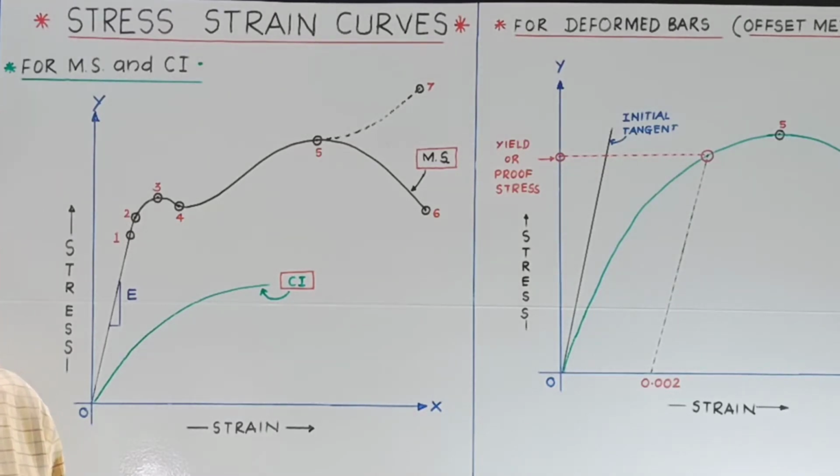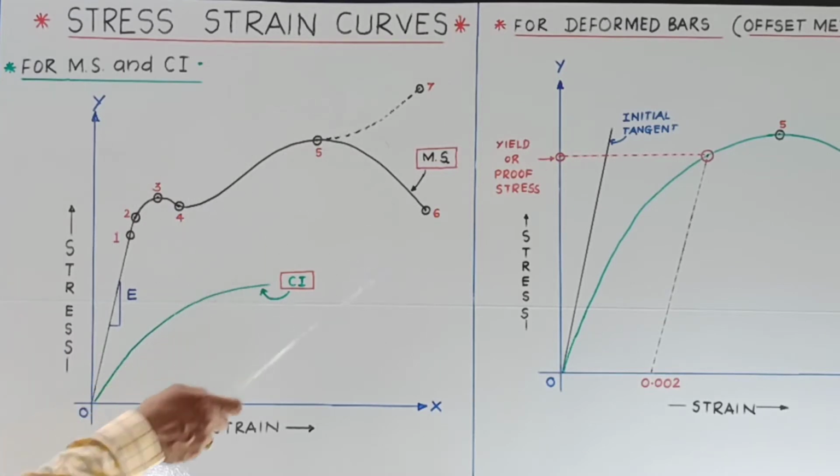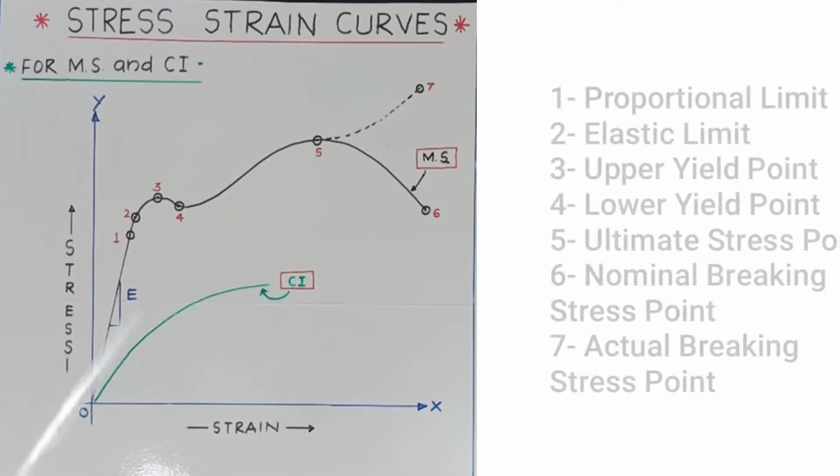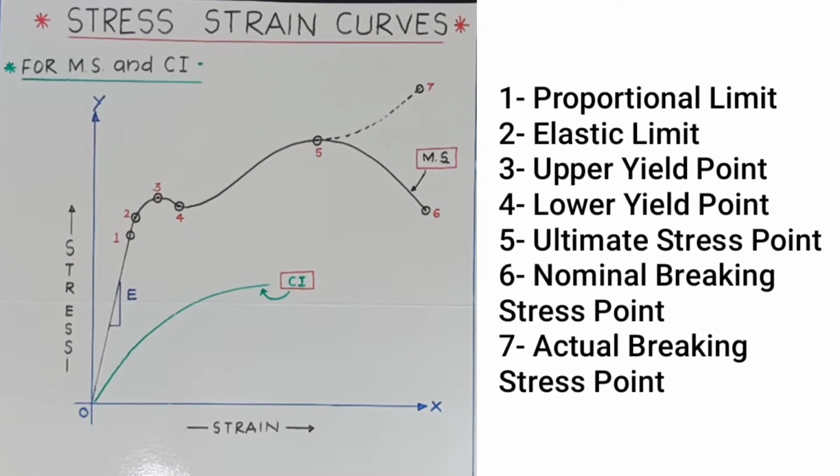This is a very important property of mild steel. So for mild steel and cast iron, we will see what is a stress strain diagram. Now imagine that the specimen is inserted in universal testing machine in between the middle crosshead and upper crosshead, and gradually load is increasing. As load increases, strain increases, stress also increases, and you will see that this is the stress strain curve. Now point number 1 is known as proportional limit.